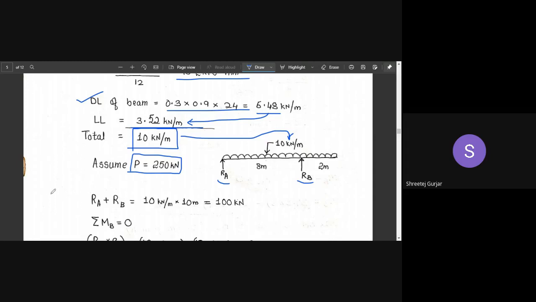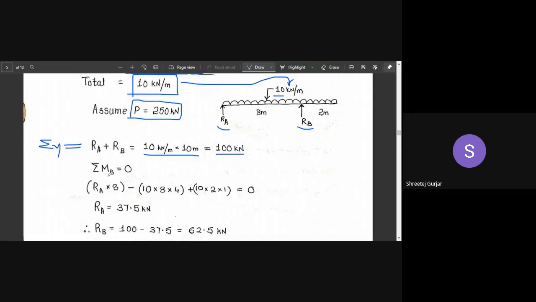So summation of your vertical forces, we will do here. So plus RA plus RB is equal to 10 into your total span, that is 8 plus 2. Total span is how much? 8 plus 2, total span is 10 meters. So 10 intensity into your distance that we have done here, equal to 100 kilonewton. So RA plus RB is equal to 100 kilonewton.